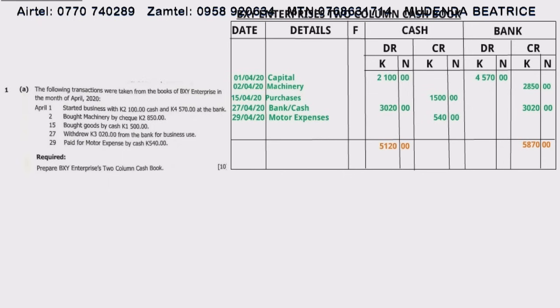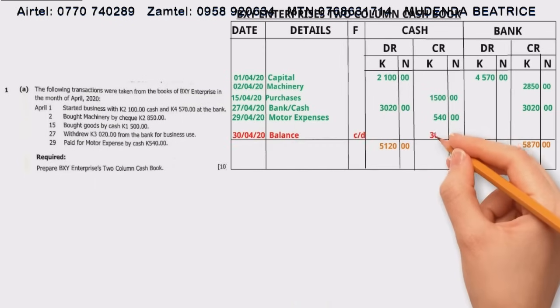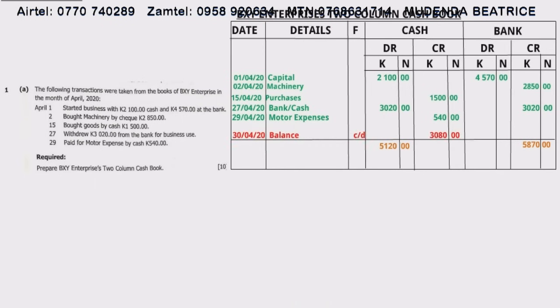Let's focus on the cash column and go to the credit side. We add 1,500 plus 540, not 5,540, which will give us 2,040 kwacha. Now, when we find the difference of 5,120 minus 2,040 kwacha, we get 3,080 kwacha. This is the balance carried down.